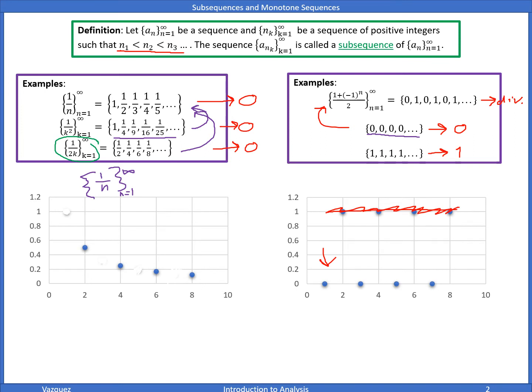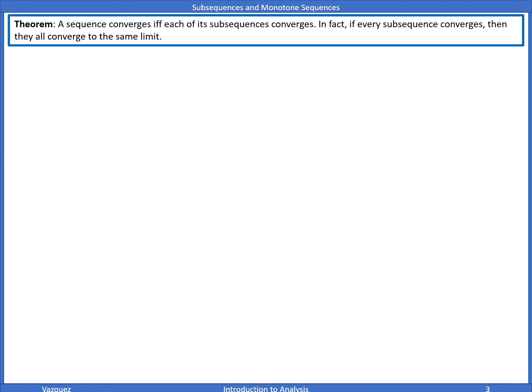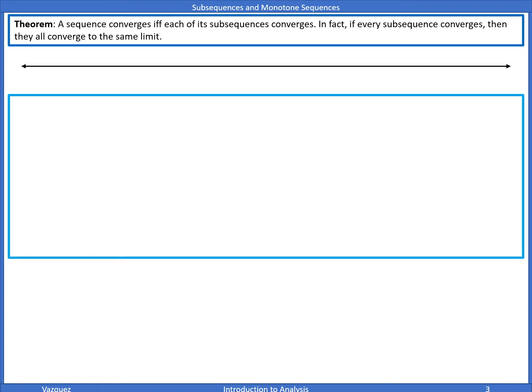This leads us to our next slide. A sequence converges if and only if each of its subsequences converges. In fact, if every subsequence converges, then they all converge to the same limits. Right, and we got a little taste of that from the last slide. So we're going to have a little picture.